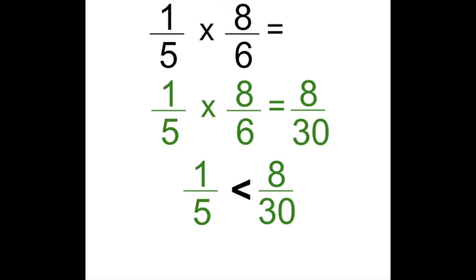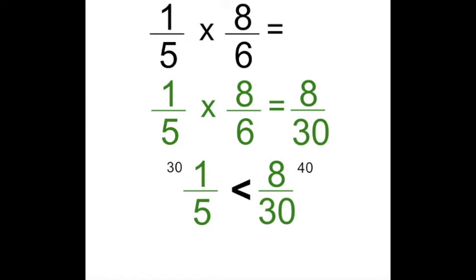If you're not sure about this, you can use a strategy called cross multiplication and kind of check it out. If you use cross multiplication, 5 times 8 is 40. 30 times 1 is 30. That means since 30 is less than 40, 1/5 is less than 8/30.